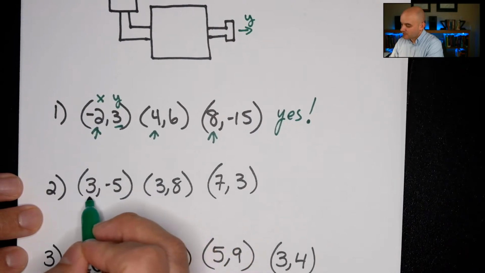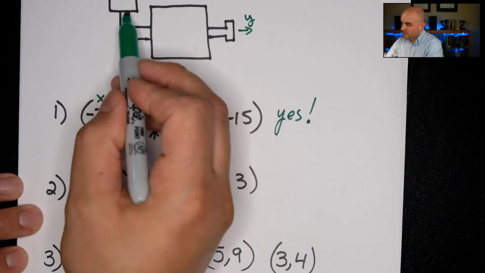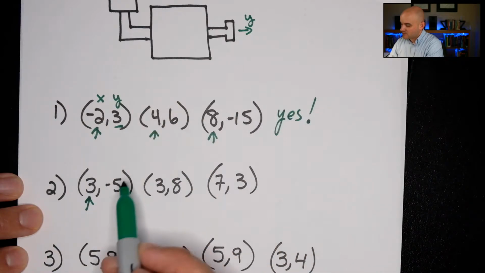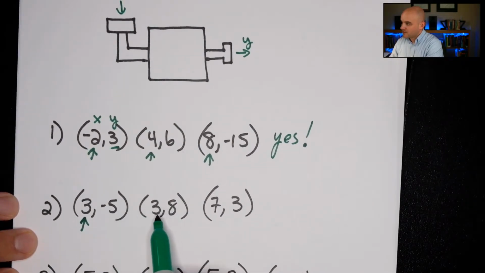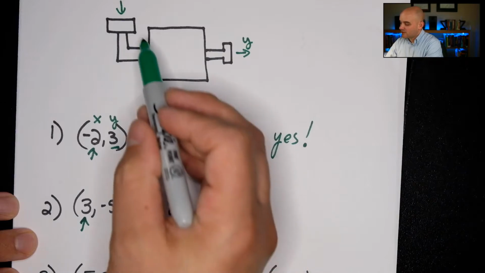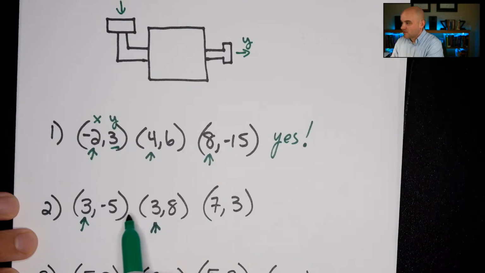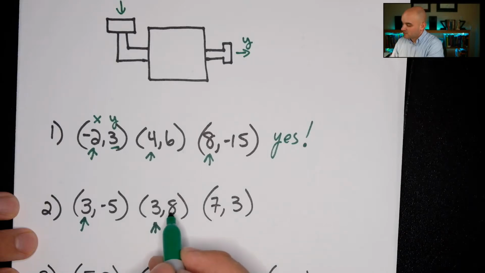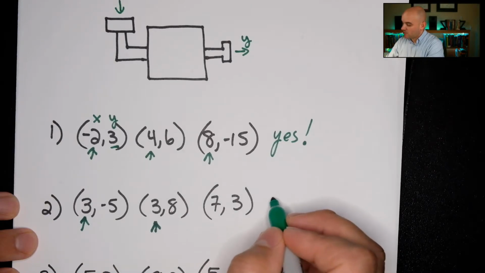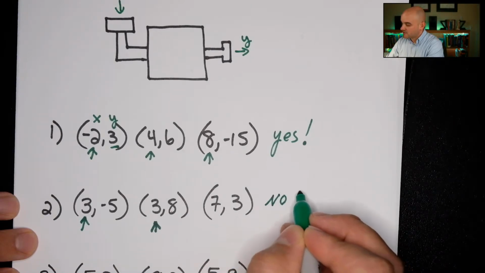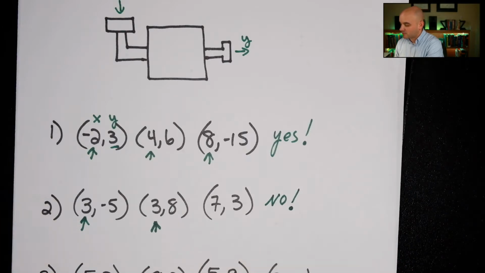The next one, I input a 3, so 3 goes into the machine, and out comes a -5. Then I input another 3, goes into the machine, so it's the same input as this one right here, but this time an 8 comes out. Well, that's different than the -5 here. In order for this to be a function, it has to be a consistent output for that one x value. So 8 and -5 are not the same. We can go ahead and stop there and say, no, this relation is not a function.